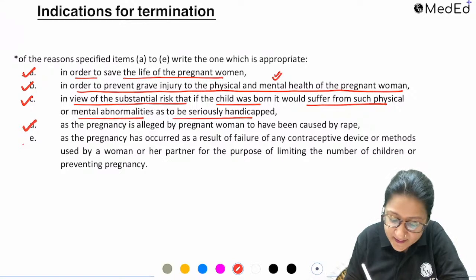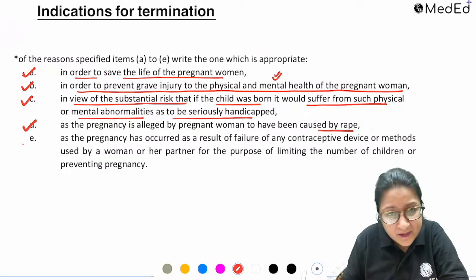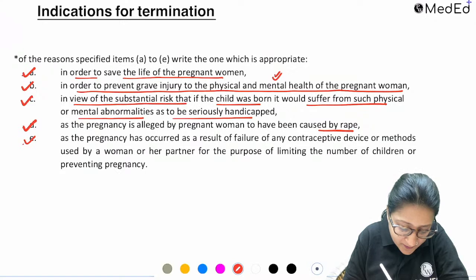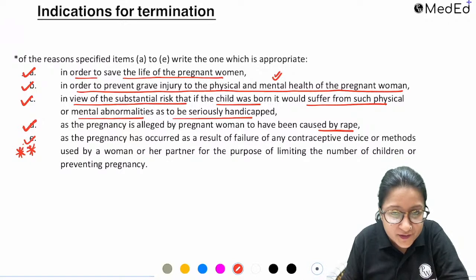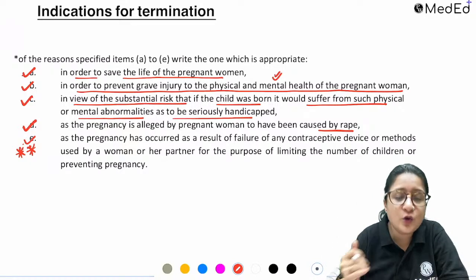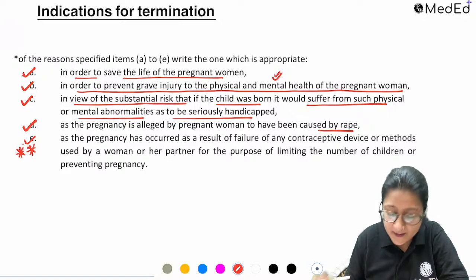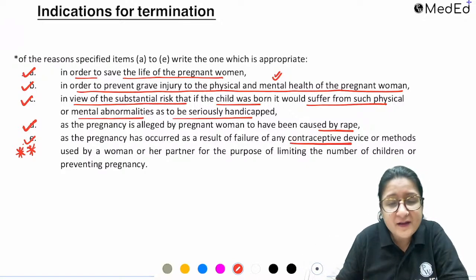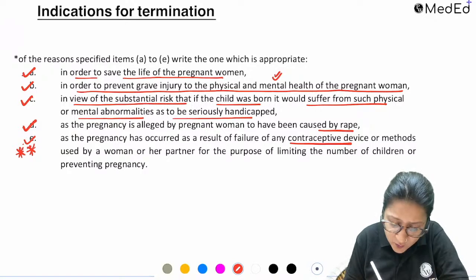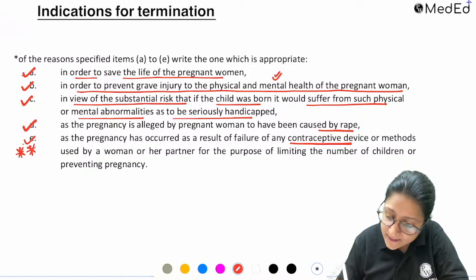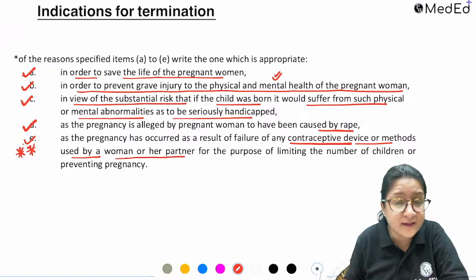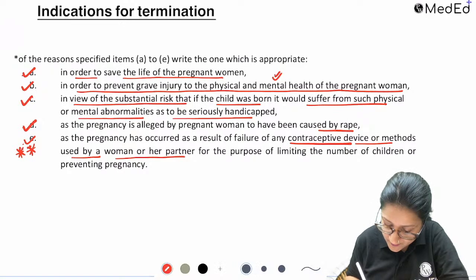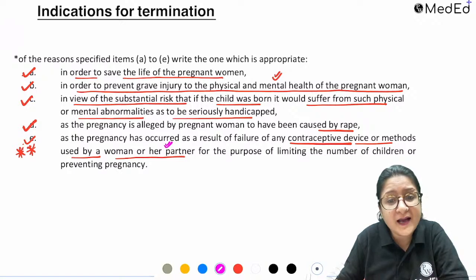Now, if the pregnancy is alleged to have been caused by rape, that is a valid indication. And something very interesting to note here is pregnancy as a result of failure of contraception. In the previous law, before this amendment, the language of the law was failure of contraceptive device or method used by a woman or her husband. Now this is new. It is for a woman and her partner. Earlier it was woman and her husband.